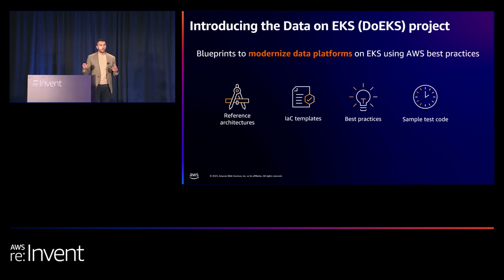Now with the project, we release these blueprints, and a blueprint includes a reference architecture so that you can visualize what it is we're helping you deploy in your environment. It also has infrastructure as code, or IAC templates, that help you actually spin up the AWS resources and also install the open source tools and any necessary prerequisites to actually run these applications in your environment. And this is done following AWS best practices. So those best practices are built right into the IAC templates. And then finally, we give you sample code to test.